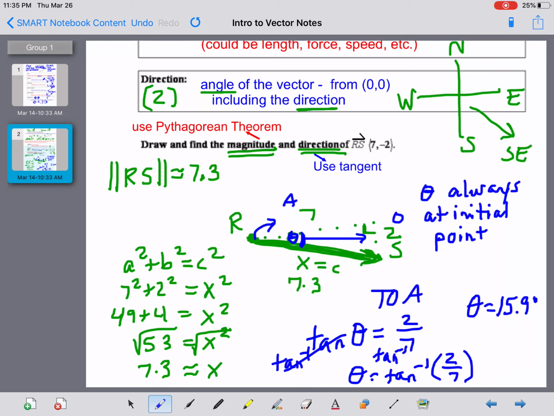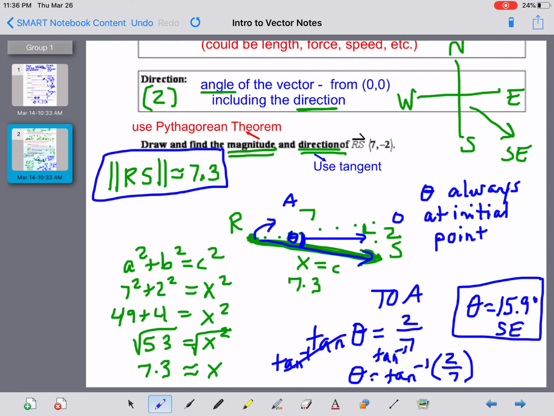The other part we have to put is our compass setting. So if I think about this here, this is definitely pointing down to the right, and that would match my southeast. So that's the second part of my direction. So 15.9 degrees to the southeast is my direction, and my magnitude over here was 7.3. And those are the two things I'm looking for in every vector that I'm drawing. So that's the full notes today.